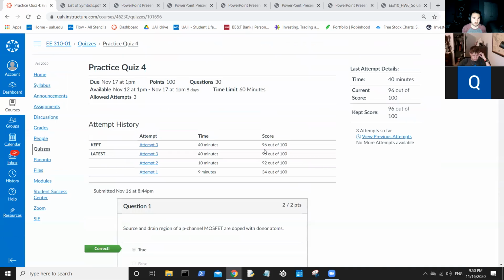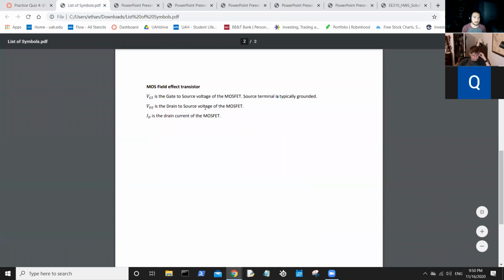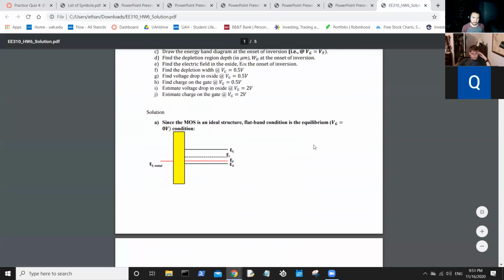Shooting for an 80, we got a 96. That's cool. Took us 40 minutes, which is 4 times my last time, but that's because I sit there and talk forever. So let's start making a formula sheet, people, which will come from here primarily.